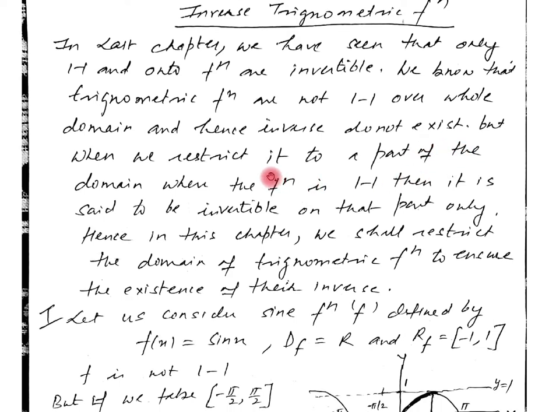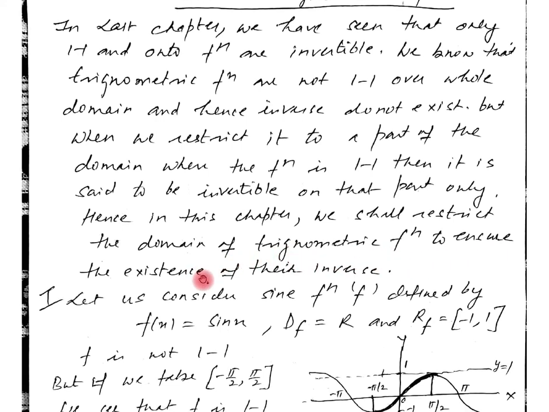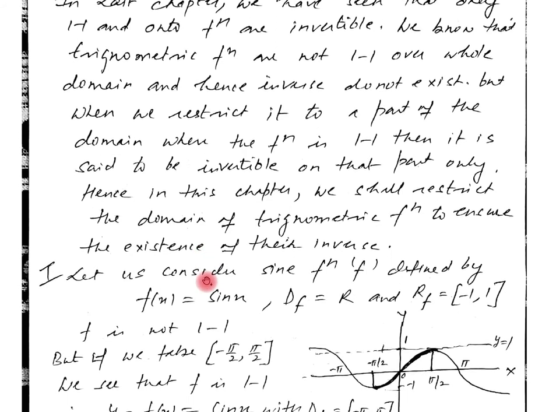But when we restrict it to a part of the domain where the function is one-one, then it is said to be invertible on that part only. Now in this chapter we shall restrict the domain of trigonometrical function to ensure the existence of their inverse. Let us see first the sine function.